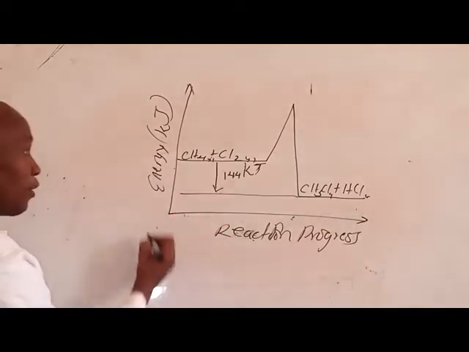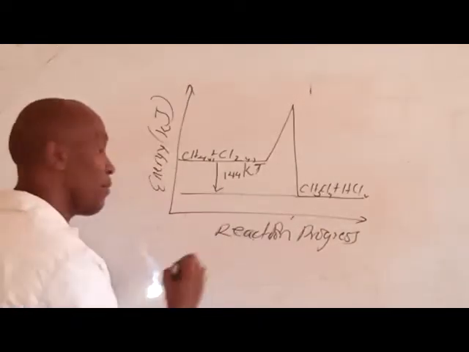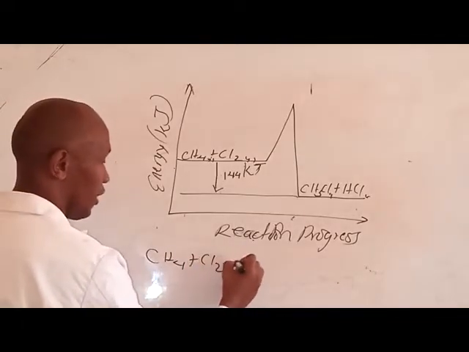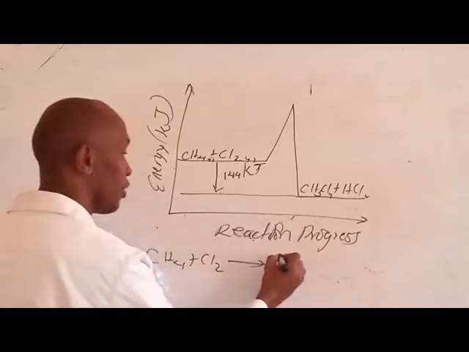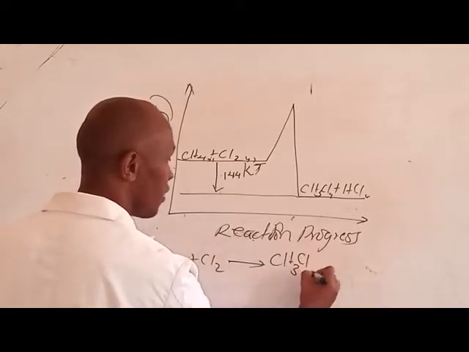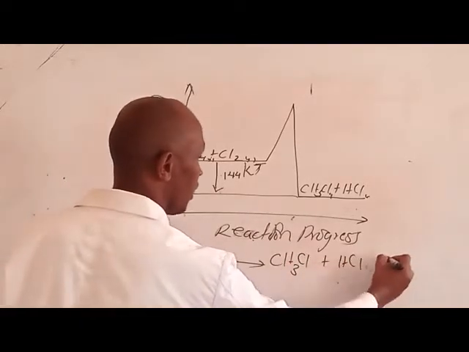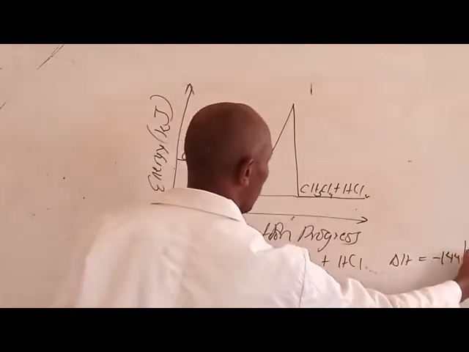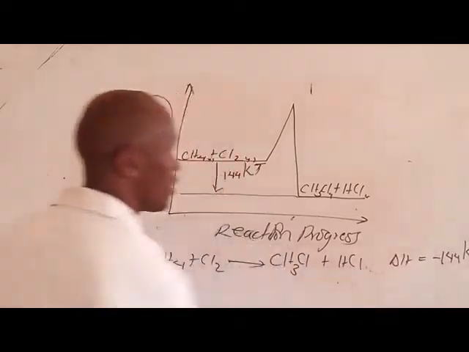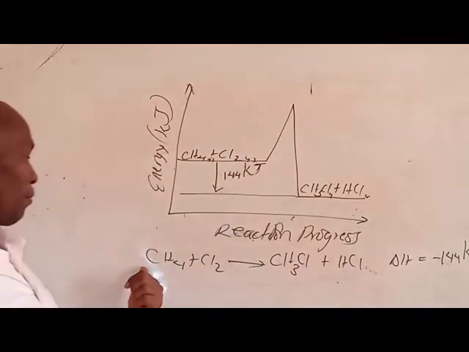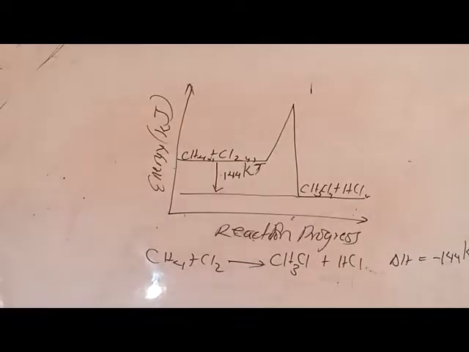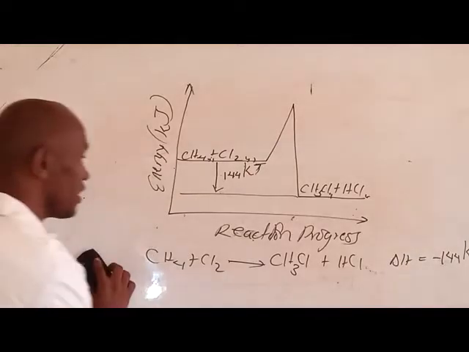I've also talked about the thermochemical equation, CH4 plus Cl2. The states are important in a thermochemical equation. The amount of energy you get depends on the state. So delta H is equal to negative 144 kilojoules. If I add per mole, it doesn't make it wrong, because it is per mole of that, per mole of that, per mole of that. That is a thermochemical equation, that is the energy level diagram. Are we ready for the second example?